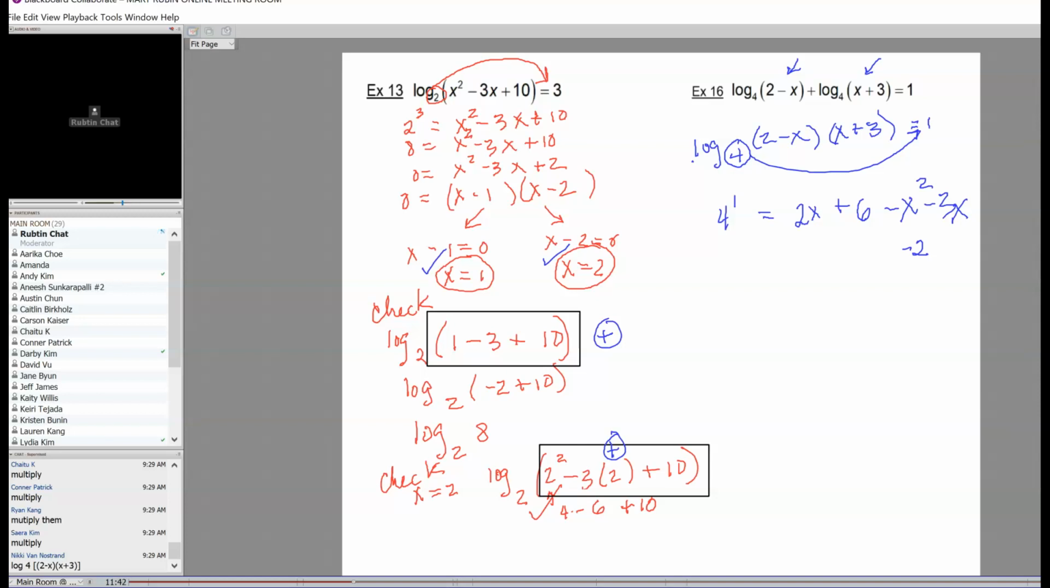So if I move the 6 over, I'll get negative 2. Oh, let's see. And then I'll have an x, and then I'll have an x squared. Let's make sure I didn't do that weirdly. Okay. So negative 3 and 2 is positive 1. This comes over as a positive. If I do 6 from 4, I get negative 2. Okay, so then I get to factor.